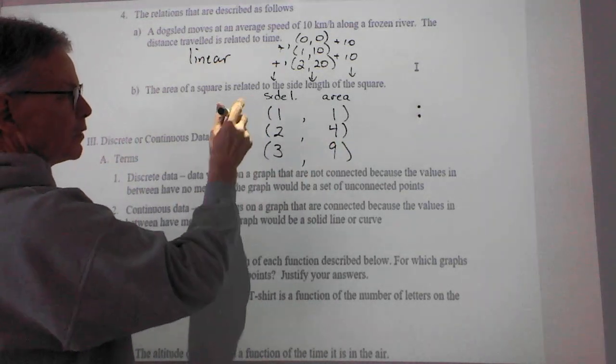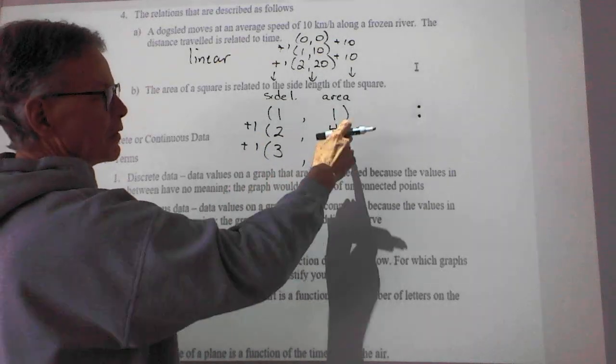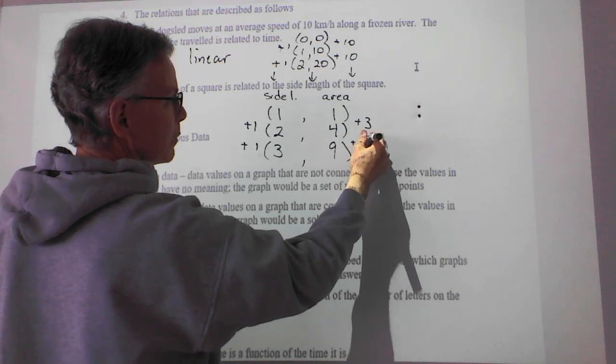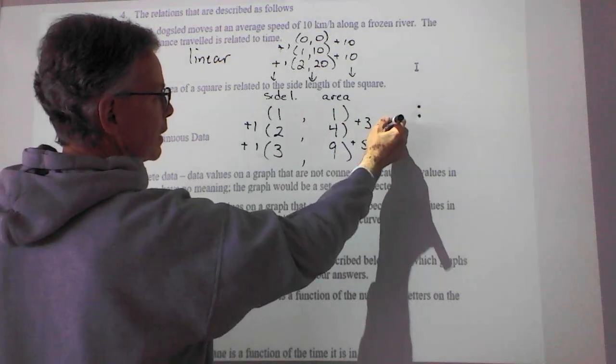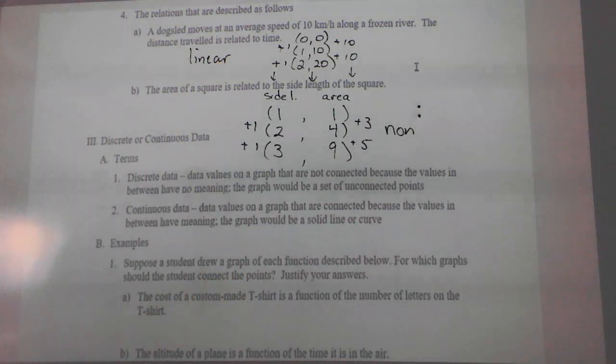Our x values are going up by 1 each time, but look at our y values. Our y values are going up first by 3, and then by 5, so this one is non-linear. Okay?